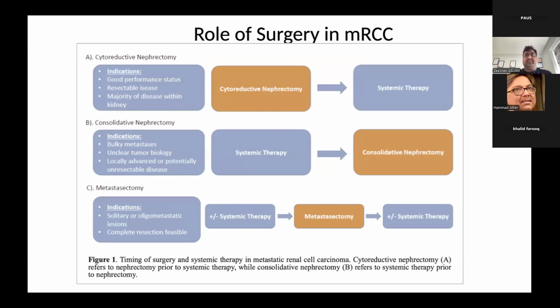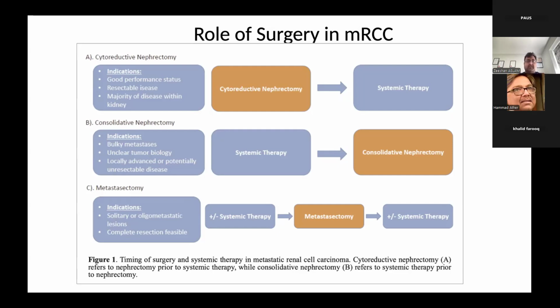So cytoreductive nephrectomy, the role of surgery in metastatic RCC. There are three different categories of that. One of them is cytoreductive nephrectomy, and this is mostly indicated in brief in patients with good performance status who have resectable disease, and the majority of the disease is within the kidney. Mostly these patients are ideal candidates for cytoreductive nephrectomy, and after that they go on to systemic therapy, and in some cases simple observation if, let's say, a patient has one or two small lung nodules, just as an example.